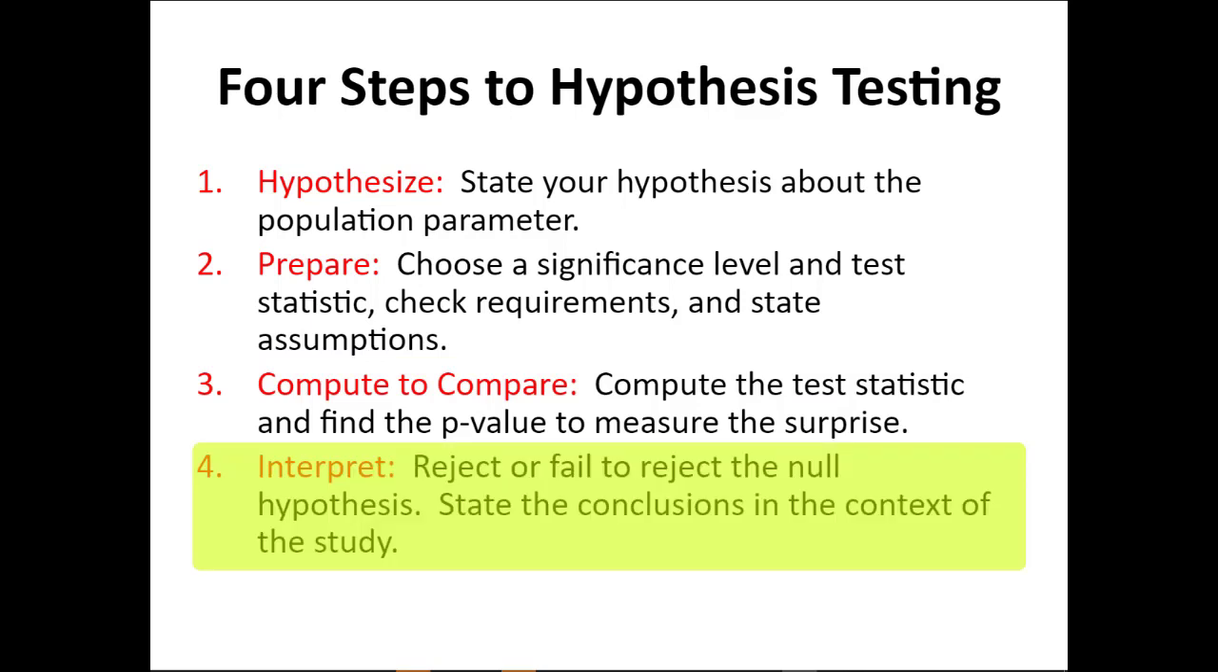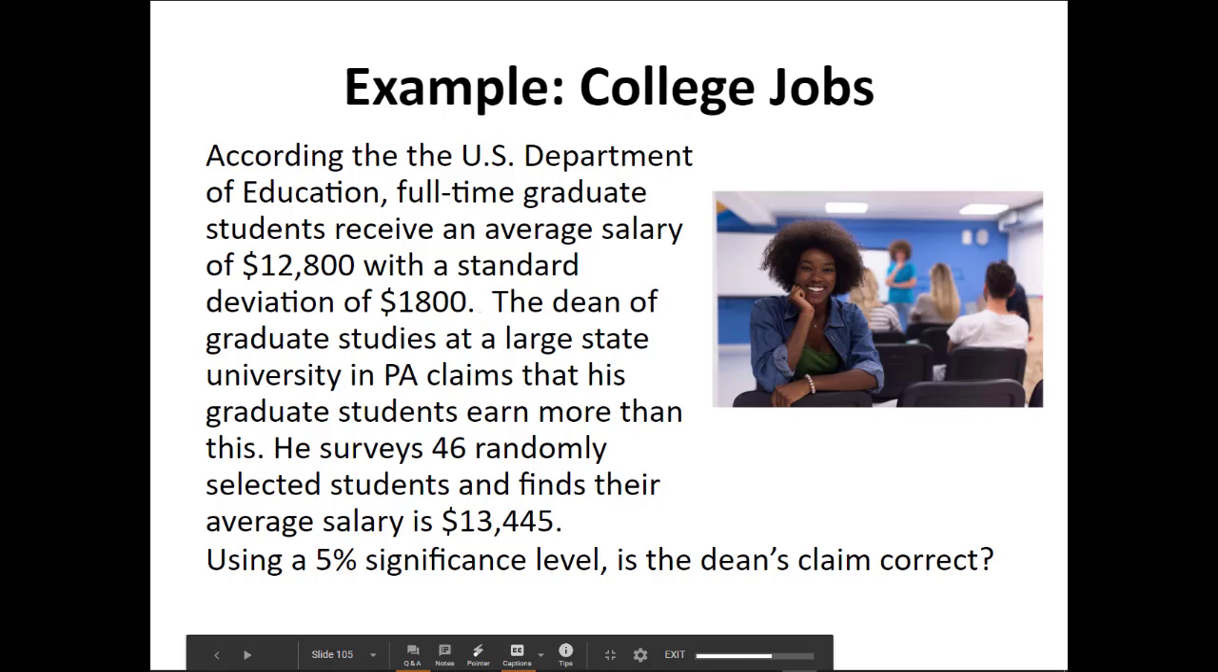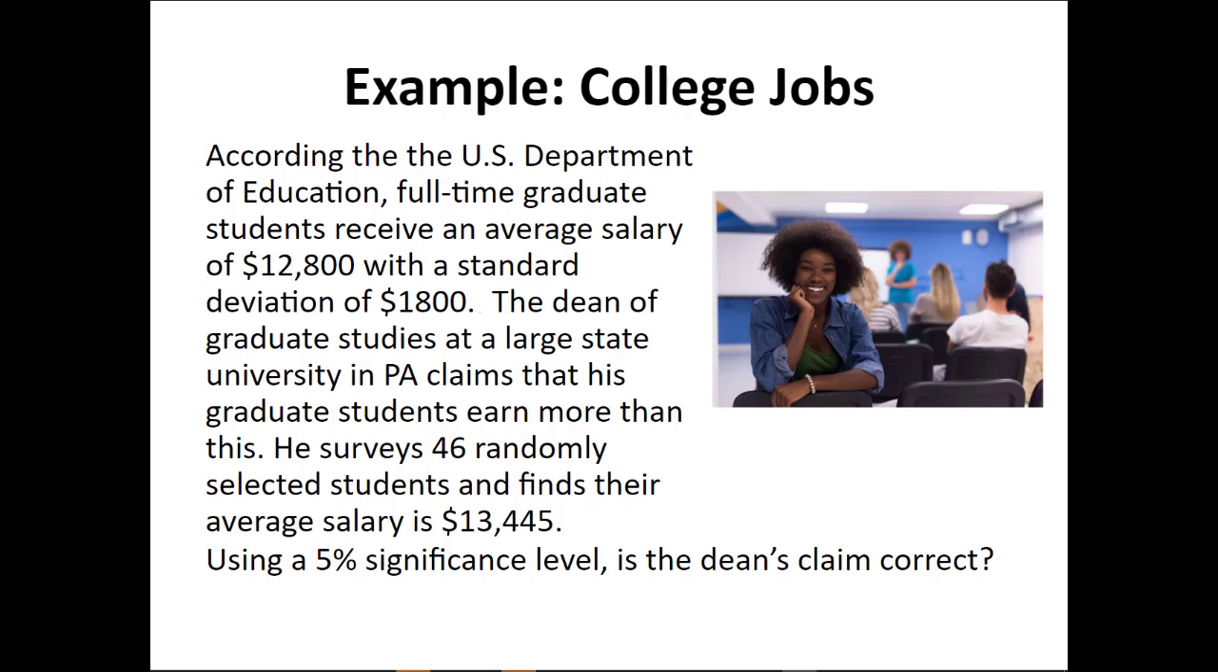Finally, in the last stage, you're going to decide if you're going to reject or fail to reject, which is another way of saying retain, remember, the null hypothesis, and you're going to state the conclusion in the context of the study. In the last video, we worked with an example with proportions. In this video, we're going to look at a situation where we are working with means and the population standard deviation is known. So it's really important that you distinguish that. In this example, the mean and the standard deviation for the population is known.